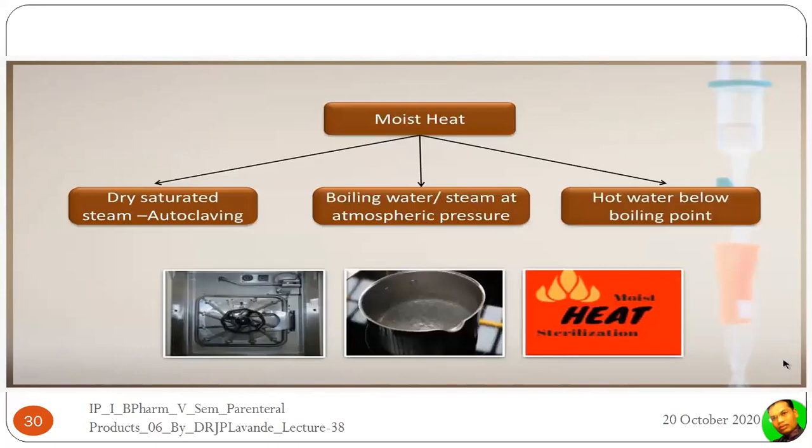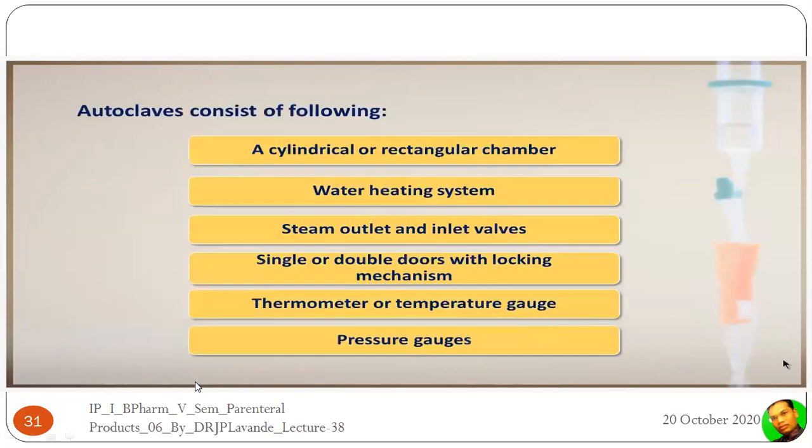as in the case of autoclaving. Or there is another method, boiling water, that is steam at atmospheric pressure, and hot water below the boiling temperature. So all these are the different moist state methods of sterilization.